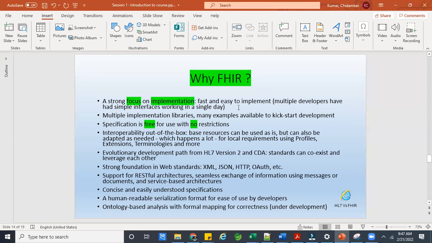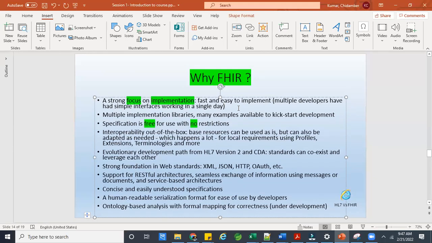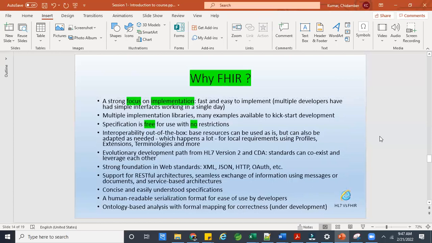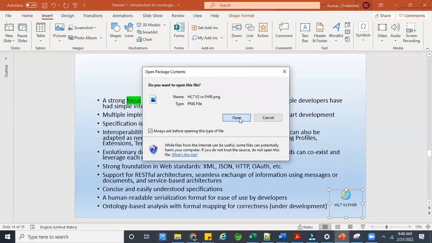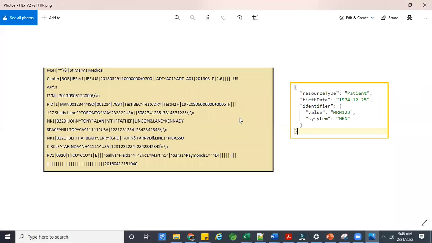Why is it fast and easy to implement? The first thing that has been taken care of is the format. For example, someone who is not working with healthcare might have worked with JSON or XML, so it's easier and reduces the learning curve. The previous version, HL7V2, is one example of it. If I show this to someone who is getting introduced to healthcare standards for the first time, this is what HL7V2 looks like, and this is what FHIR looks like. Even from a fresh perspective, I relate more to this information than to this one.